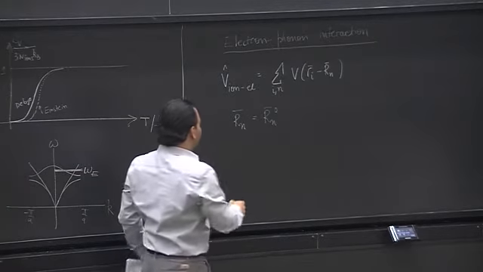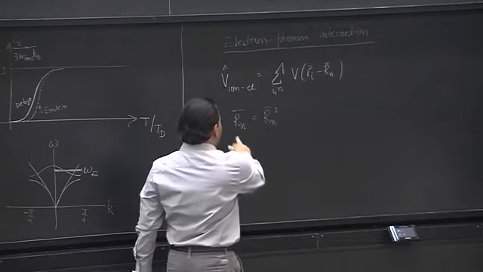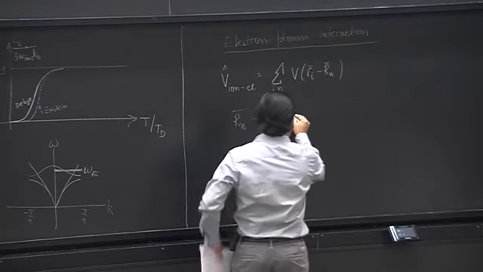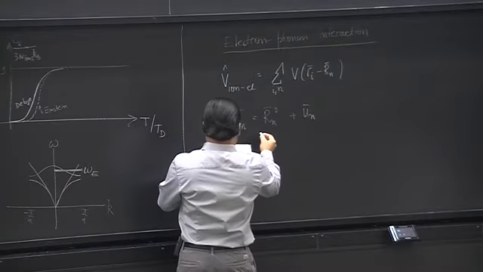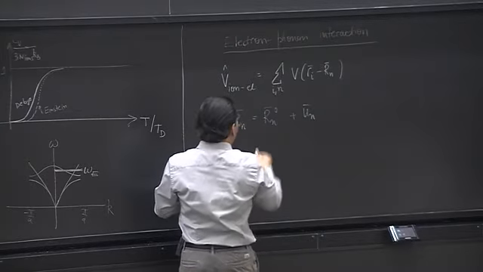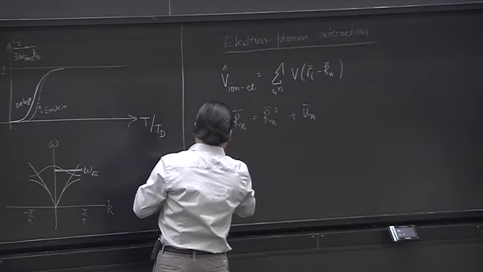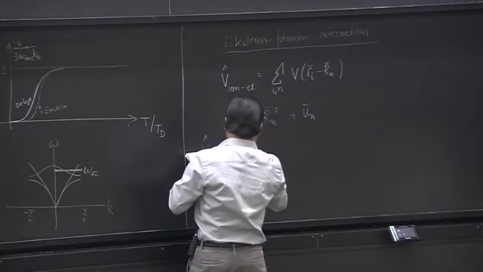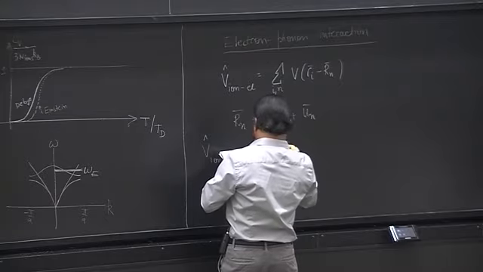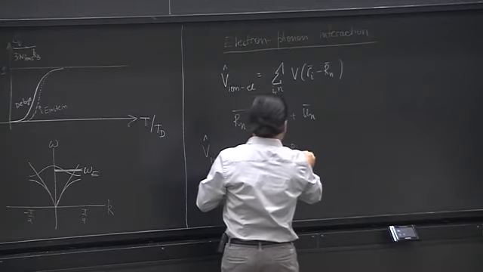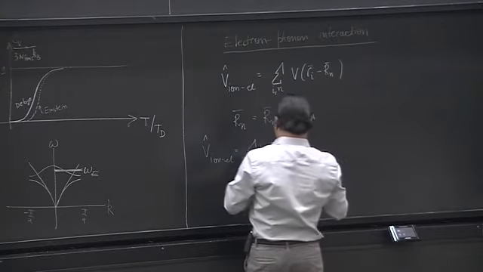So I'm going to simplify notation. I'm going to use these zeros to denote equilibrium. So this Rn is simply Rn naught plus Un, where this is the equilibrium position of the ions. So next I'm going to use a Taylor expansion around these equilibrium points.